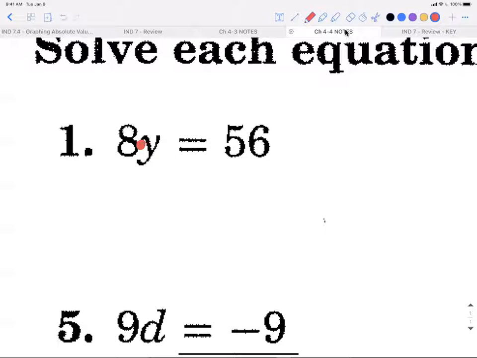And you're always going to do the opposite to break it loose. Well, it's 8 times y. So that means we're going to use division to break it loose because it's a multiplication problem. And whatever we do to one side, we do to the other. Okay, that's always our rule. And remember, our equal sign is kind of that wall or that balancing scale. So if we divide the left side by 8, we have to divide the right side by 8.